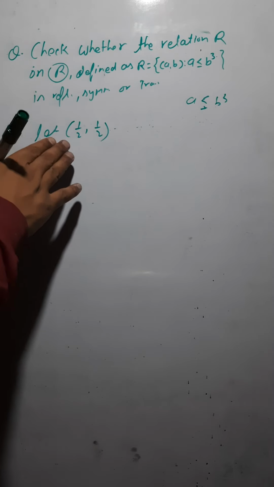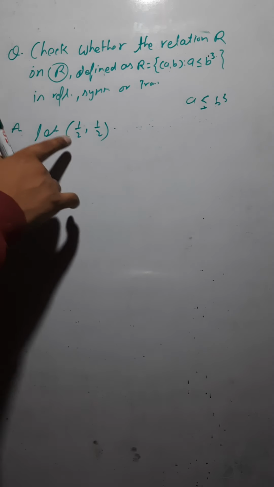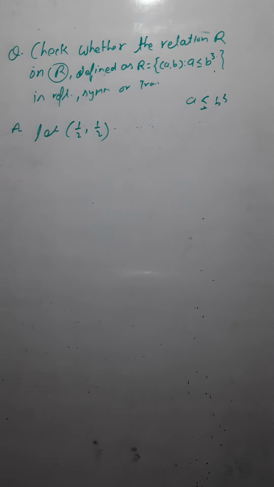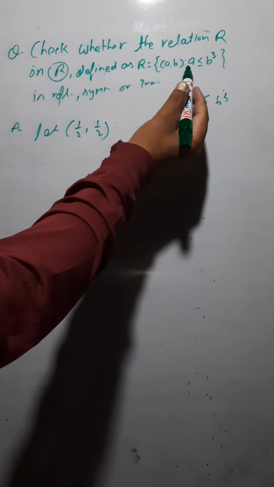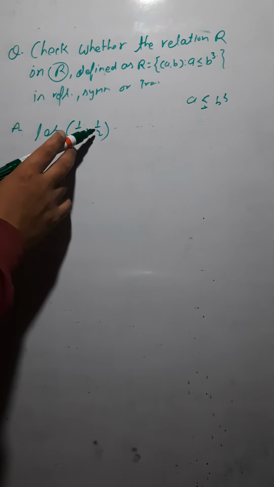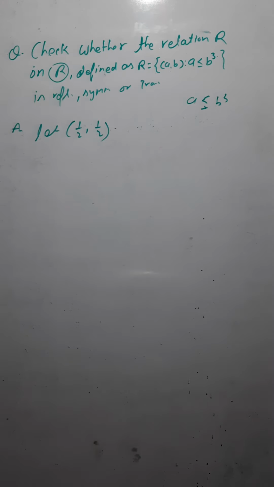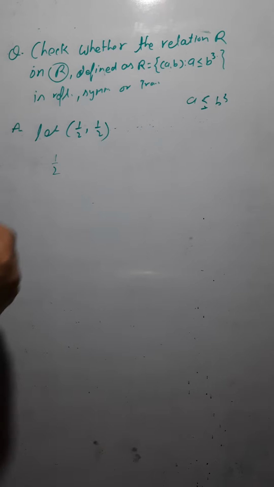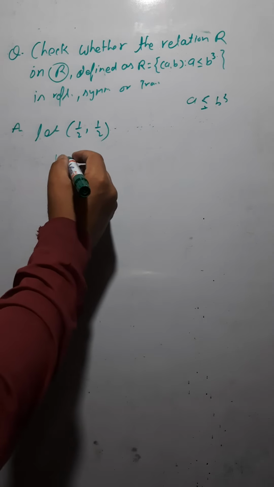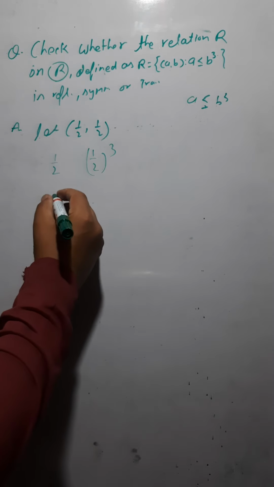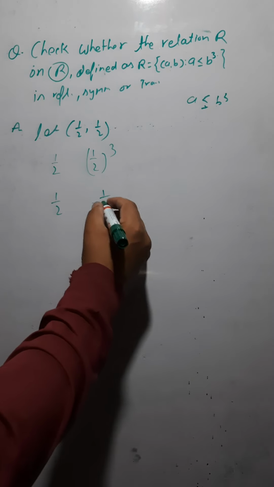Let's say these are the two elements. Now let me take these two elements. Whether these two elements are there in the relation or not, let's check it. For that, a, the first element, should be less than or equal to b cubed, the cube of the second element. Now if you see, the first element is 1/2 and the second element is (1/2) cubed. Now we are getting 1/2 and here we are getting 1/8.